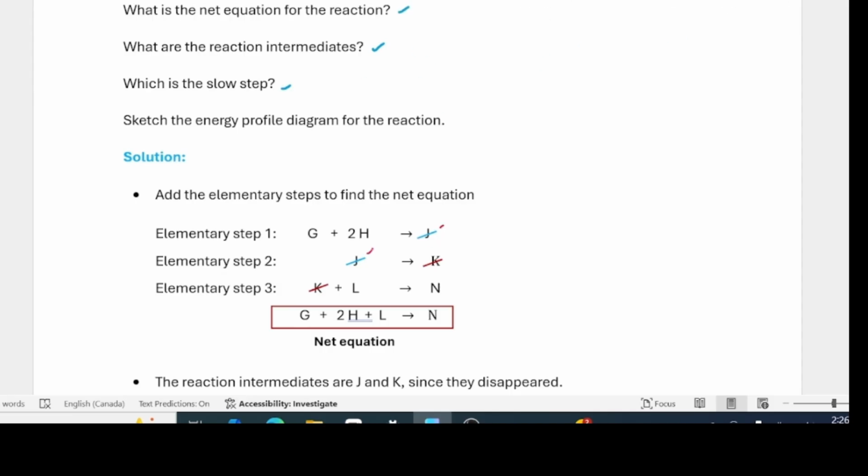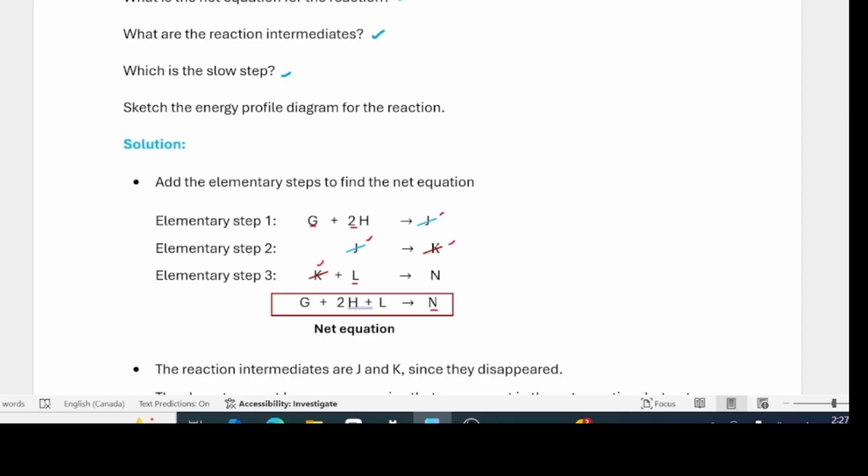J goes, that will be a reaction intermediate. K goes, another reaction intermediate. What are we left with? We're left with G, 2 H's, and L. And they give N. So that's the equation there. Now, we'll have to look at which elementary step has some species that are present here, but not a reaction intermediate. And that is the one that we use to formulate the rate law equation.